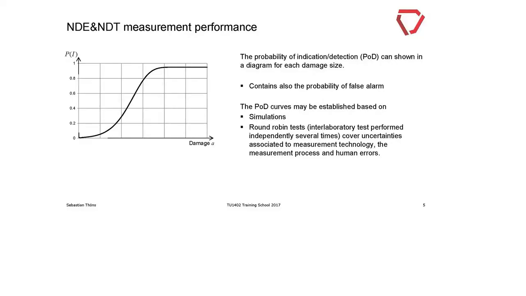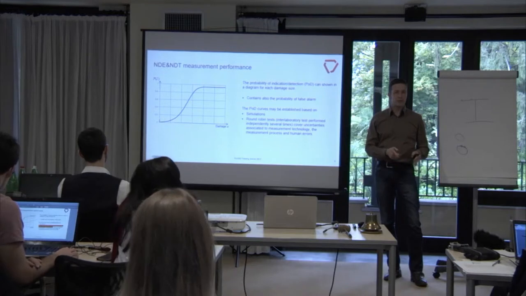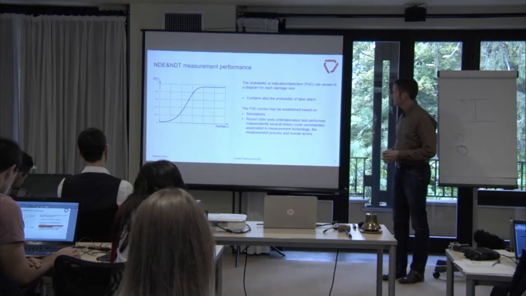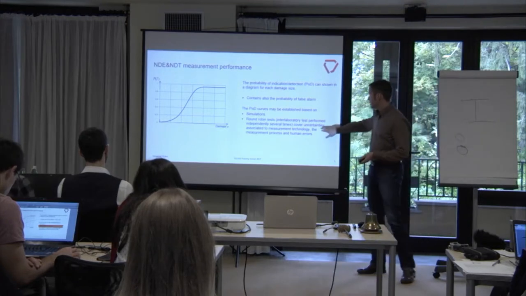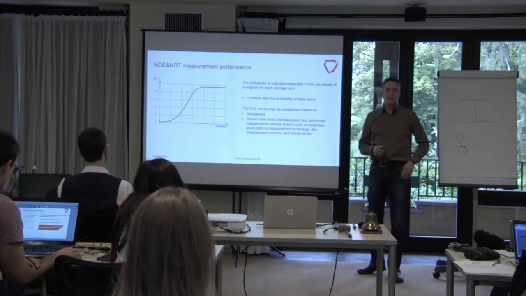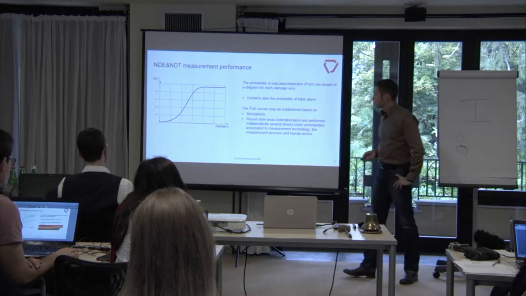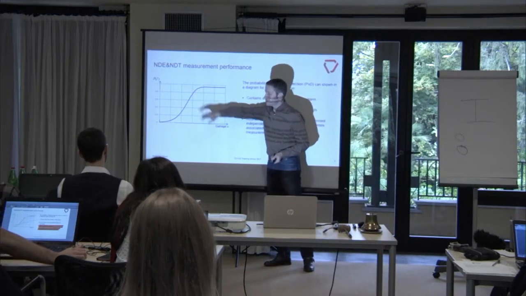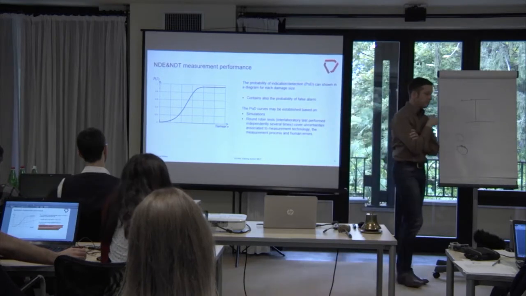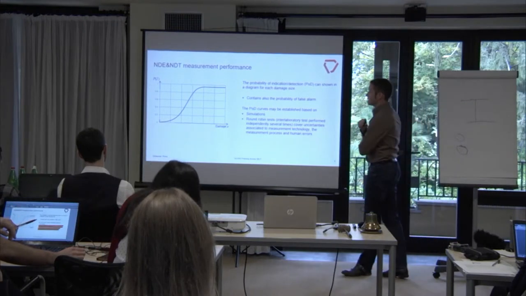They will get specimens, and they take the inspection technology and the specimen and document what they have found. But they don't know, of course, which specimen is damaged in which way. This procedure covers the uncertainties associated with the measurement technology and the measurement process, and also the human errors. And then we have this curve. But there are also other means of establishing this curve, and this is by simulations.